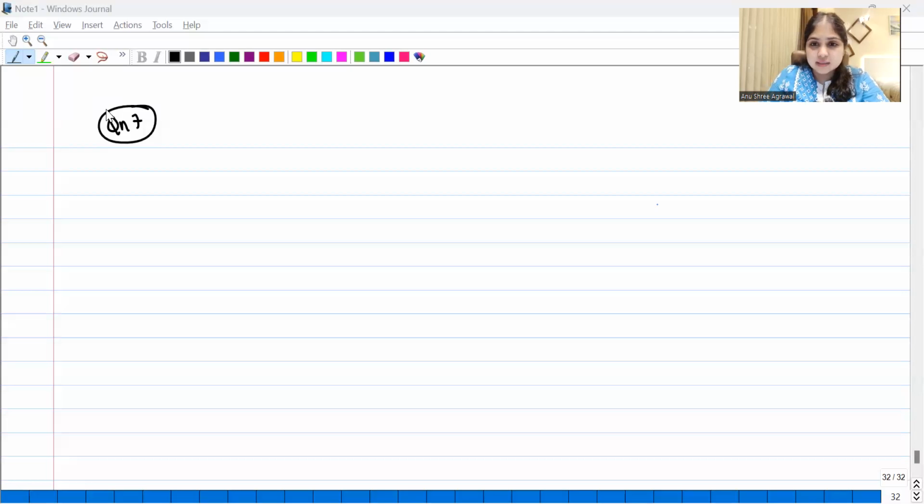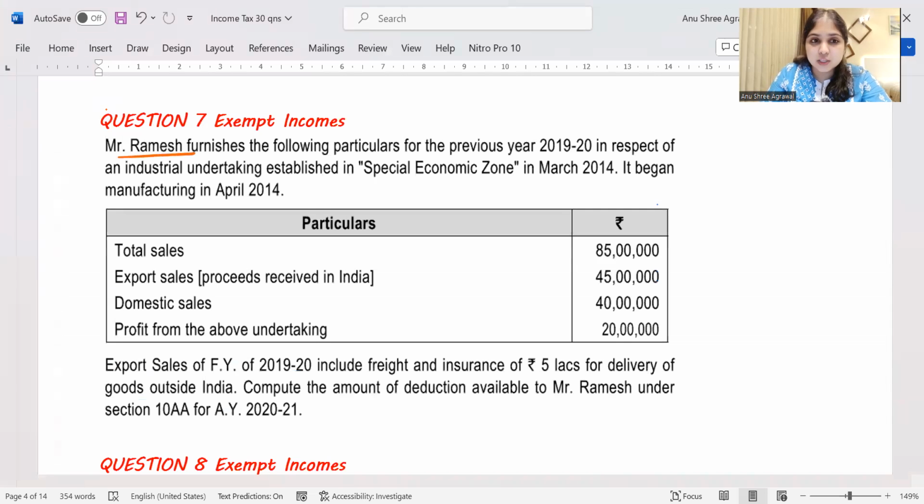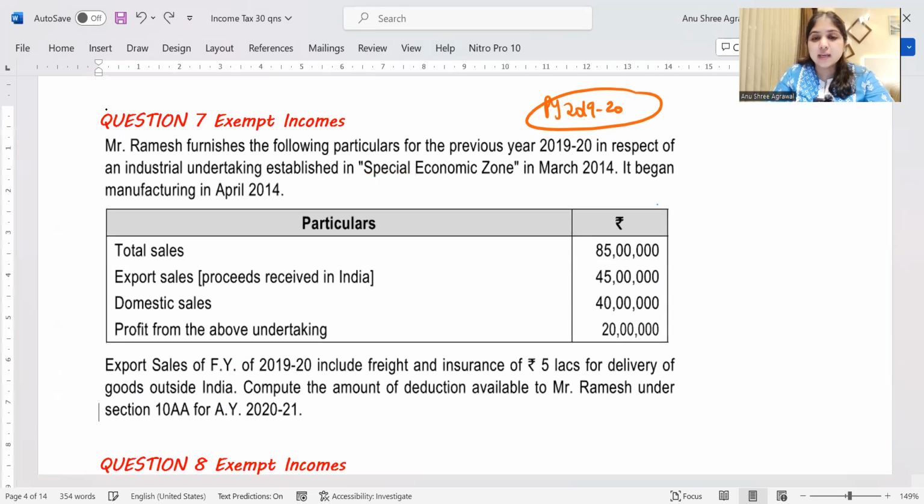Okay, let us discuss question number 7. Mr. Ramesh furnishes the following particulars for the previous year 2019-20 in respect of an industrial undertaking established in SEZ in March 2014. It began manufacturing in April 2014. They've given us total sales, export sales, domestic sales, and profit from the above undertaking. Export sales include freight and insurance of 5 lakhs for delivery of goods outside India.